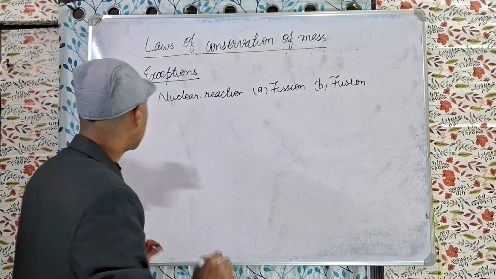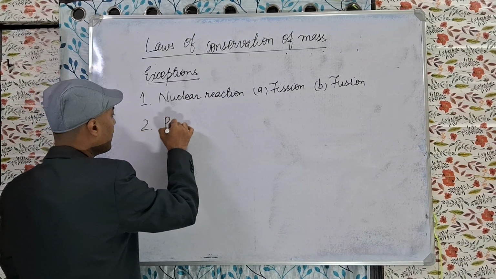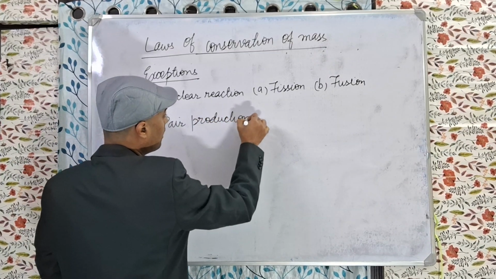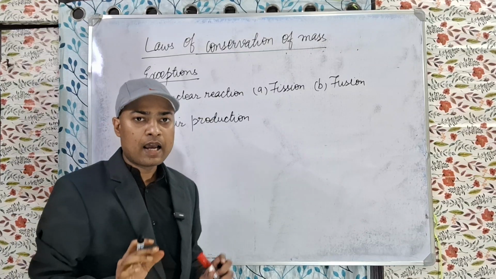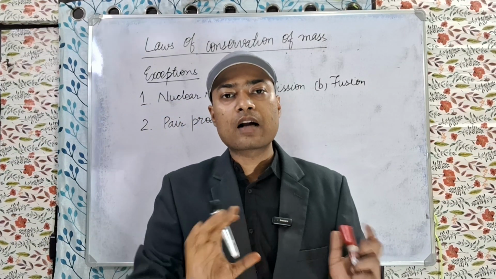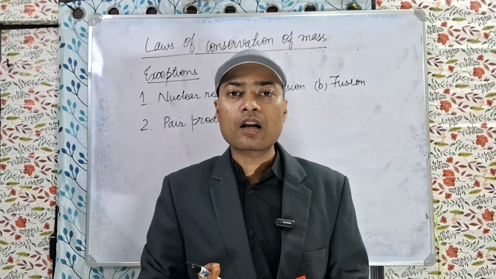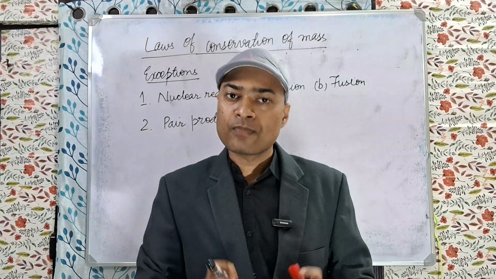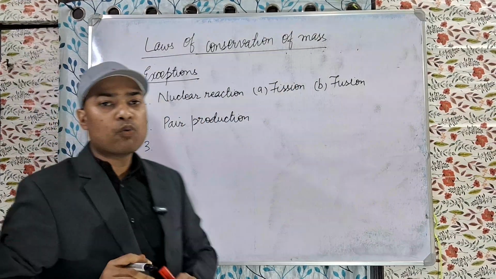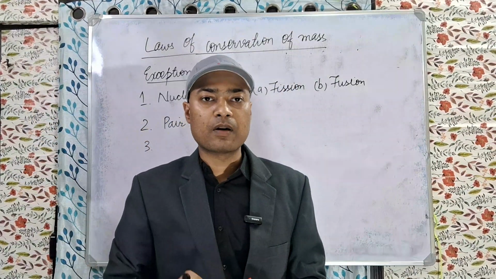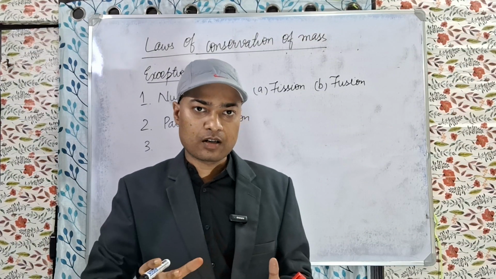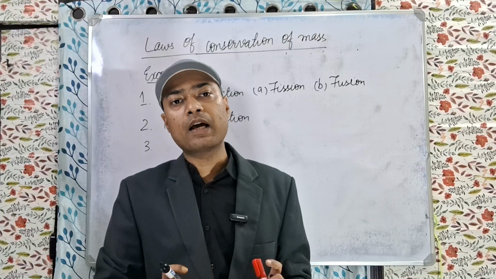Okay, second one is pair production. We have already discussed pair production. What is pair production? In this particular case, when a photon passes near the nucleus, there are chances that matter and antimatter such as electron and positron will be produced. Now, what was your third example? One is pair production and another one was just the opposite of it.